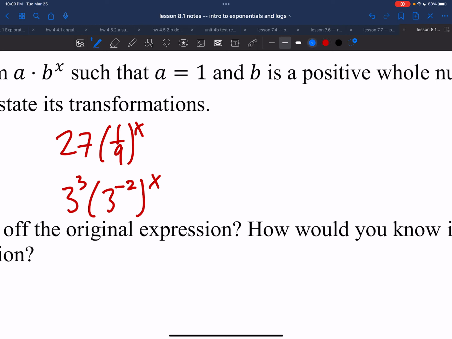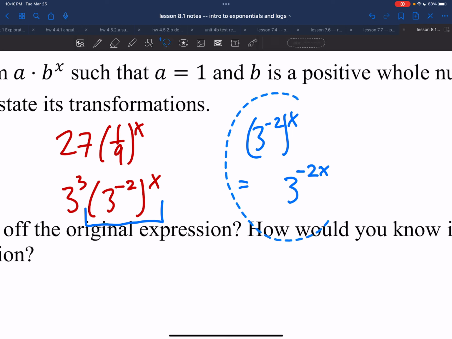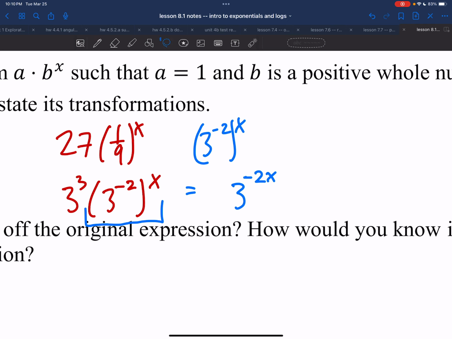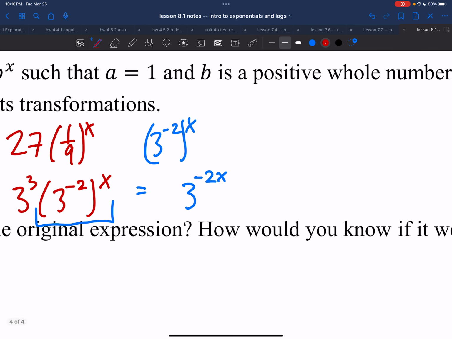First rule is right here. You're raising a power to a power. Well, 3 to the negative 2 to the x is equivalent to 3 to the negative 2x. Because when you raise a power to a power, you multiply them. Yeah? So I'm going to circle this. We have this component right here. Okay? So let's go back to red. Then what I have is 3 cubed times 3 to the negative 2x.